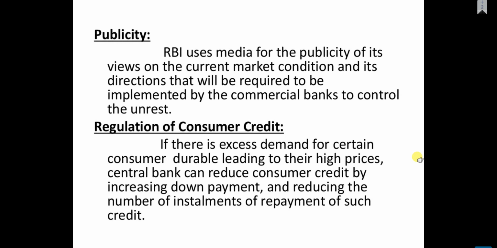Publicity: RBI uses media for the publicity of its views on the current market conditions and its directions that will be required to be implemented by the commercial banks to control the unrest. Regulation of consumer credit: if there is excess demand for certain consumer durables leading to high prices, the central bank can reduce consumer credit by increasing the down payment and reducing the number of installments of repayment of such credit.